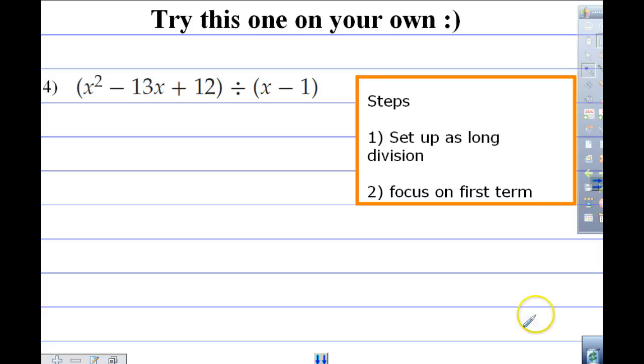Let's have you guys give it a go. You can do either one. Well, do both. Do the long division for sure.